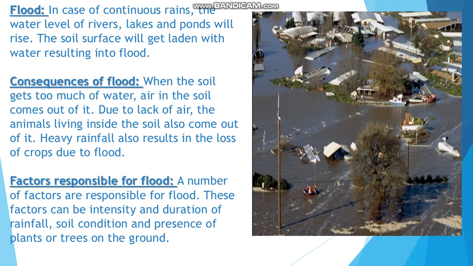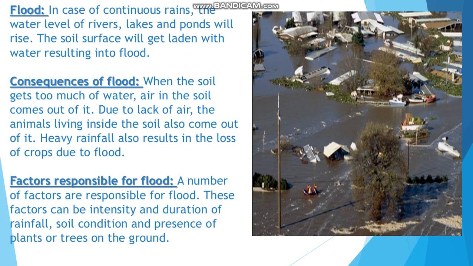Next is flood. Sometimes if it rains heavily during the monsoon months, the rivers rise above their banks and flow into the nearby land. Such a condition is known as floods. In coastal areas, flooding is often caused by cyclones. In case of continuous rains, the water level rises and leads to flood.